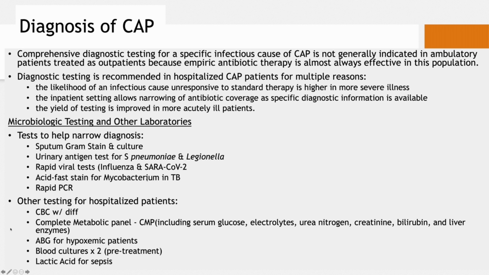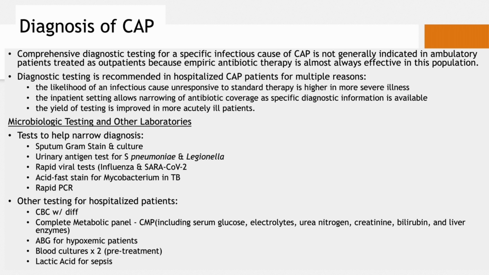Other testing, so if the patient's hospitalized, you're definitely going to want to get a CBC with differential. Usually patients with community-acquired pneumonia have an elevated white cell count. We're also getting a complete metabolic panel or a basic metabolic panel. I tend to get more complete metabolic panels to look for changes in glucose, electrolytes, BUN, creatinine, and then liver enzymes and such. For patients that appear toxic and are pretty hypoxic with their initial vital signs, you can consider getting an ABG to look at the acid-base status and to see how hypoxic they are.